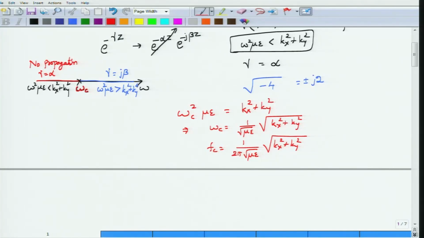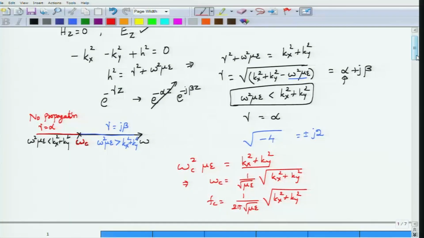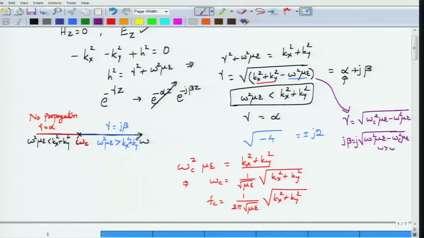But now look at what we have done. Kx square plus ky square is equal to omega c square mu epsilon, right? That is the critical frequency. Therefore, if I substitute for this in the expression for gamma, I can write down gamma as square root of omega c square mu epsilon minus omega square mu epsilon. And I know that propagation happens only when omega is greater than omega c. I can write this as j beta is equal to square root of omega square mu epsilon minus omega c square mu epsilon, but with a j outside, right? You remember this, omega is greater than omega c in this expression.